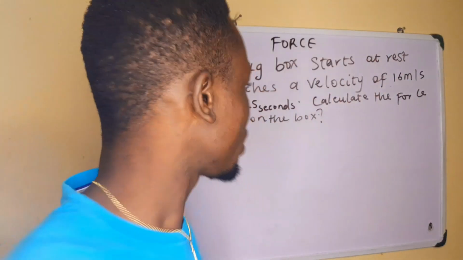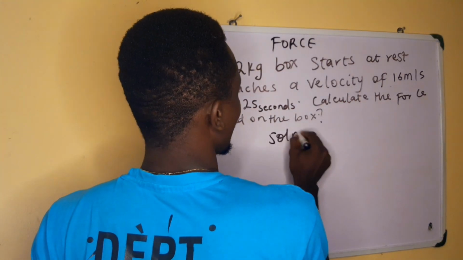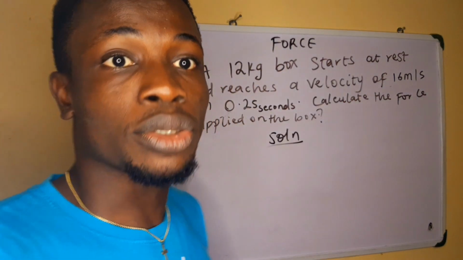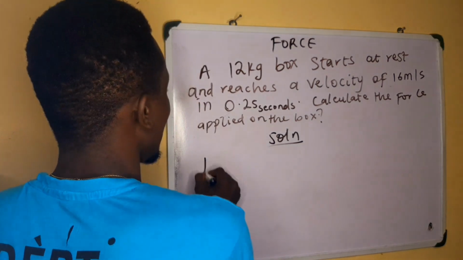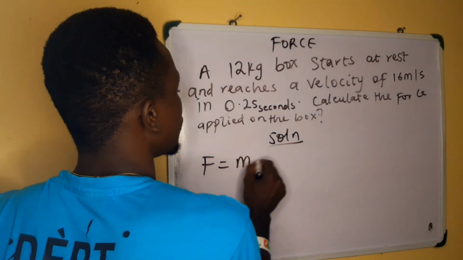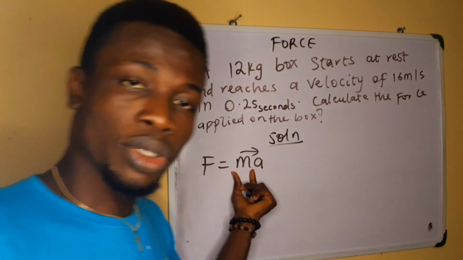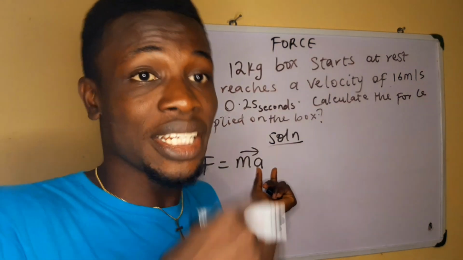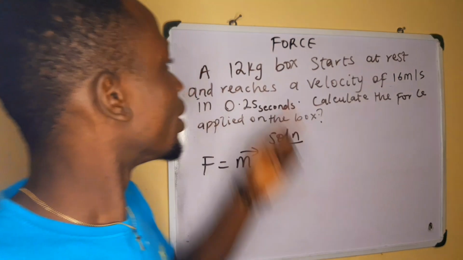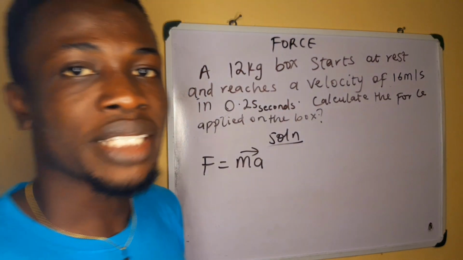Now, to calculate force, solution. The mathematical formula to calculate force is F equals m a. Yes, so force is equal to the mass of the box times the acceleration of the box. Now, let us write out the parameters that we are given on the board.